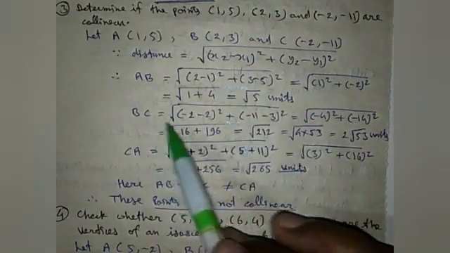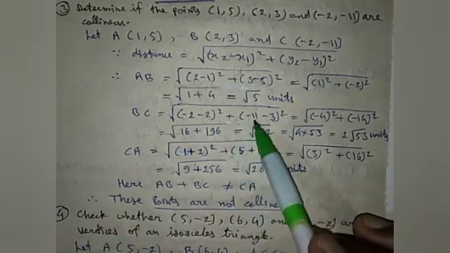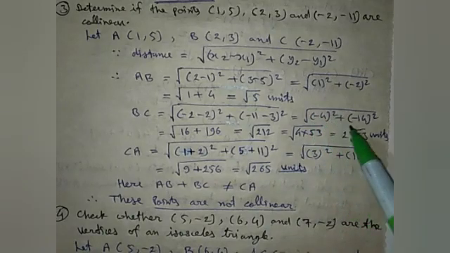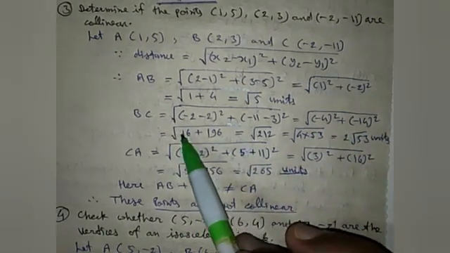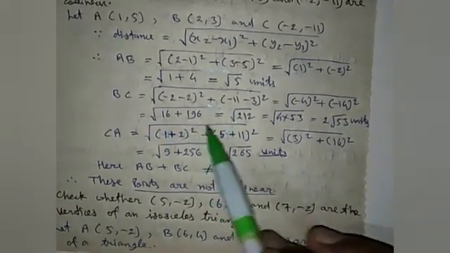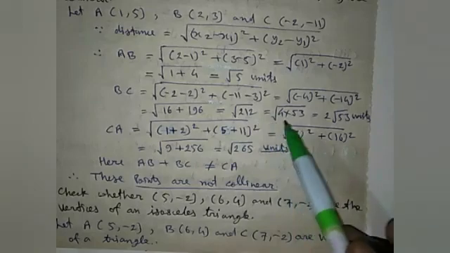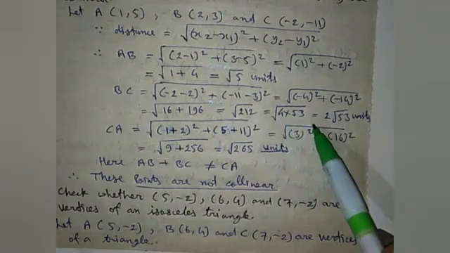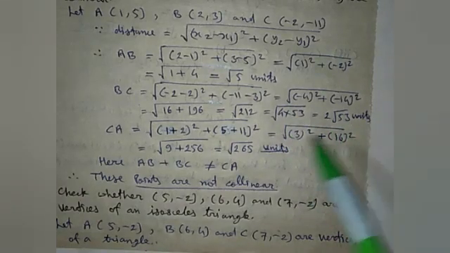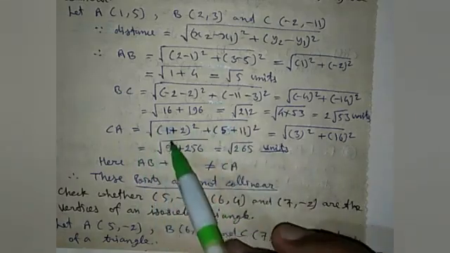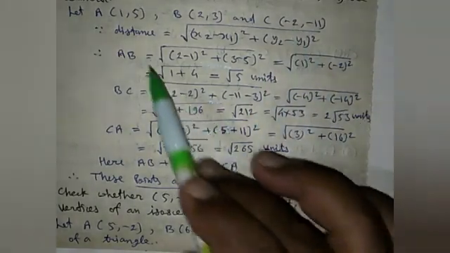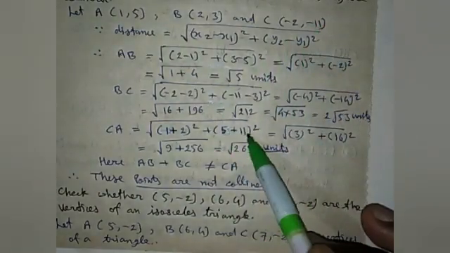Similarly BC is equal to under root (-2 minus 2) whole square plus (-11 minus 3) whole square, that is equal to under root (-4) whole square plus (-14) whole square, which is equal to under root 16 plus 196, that is equal to root 212. Here root 212 is equal to 4 into 53. Here square root of 4 is 2, so it is equal to 2 root 53 units. And CA is equal to under root (1 minus (-2)), that is 1 plus 2 whole square plus (5 minus 11), that is 5 plus 11 whole square.